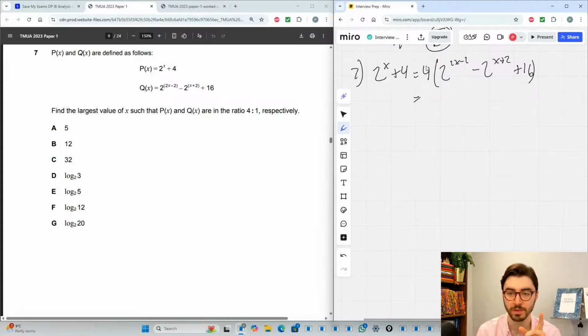Now that is equal to 2 squared. So that becomes 2, and in multiplying these, I add the powers to give me 2x minus 2 to the, again, we're going to add the powers and make that x plus 4. And 4 times 16 is 64.